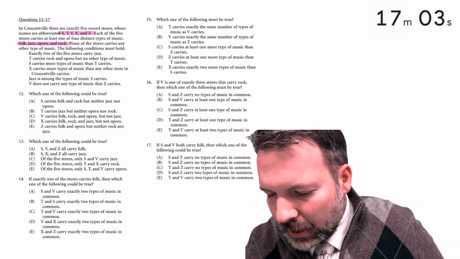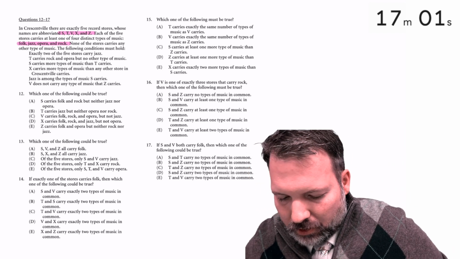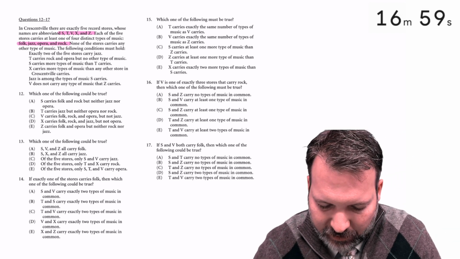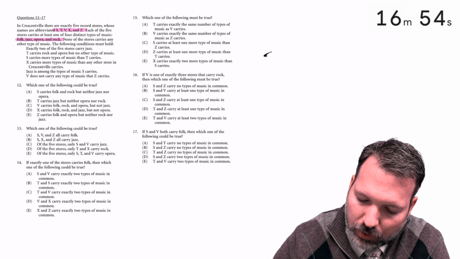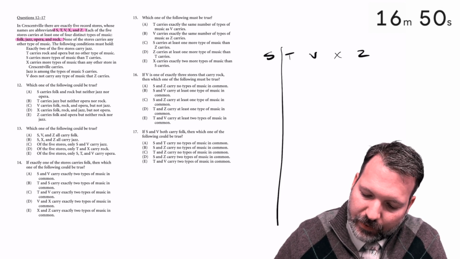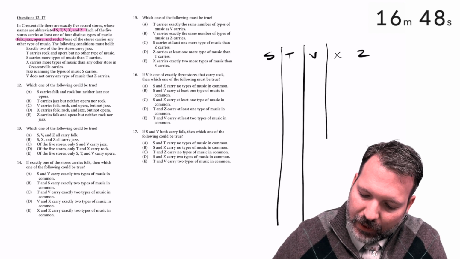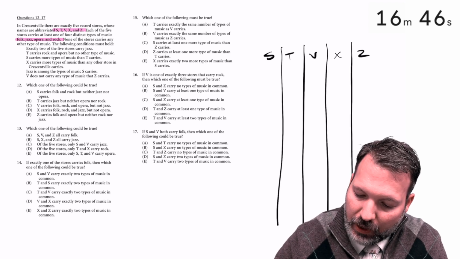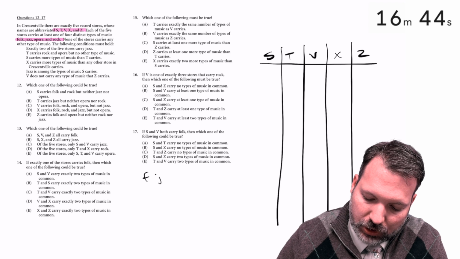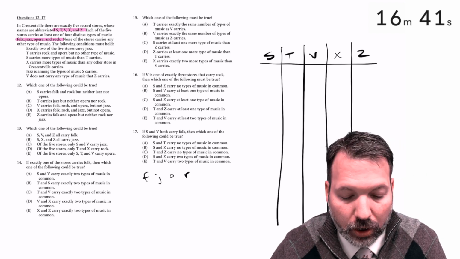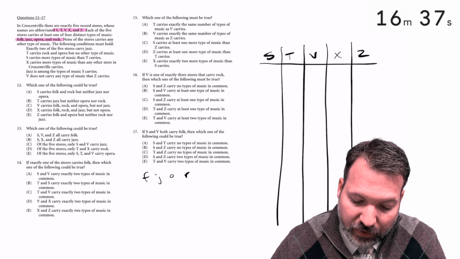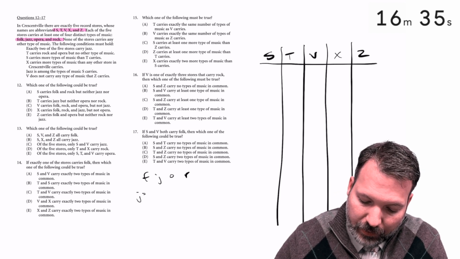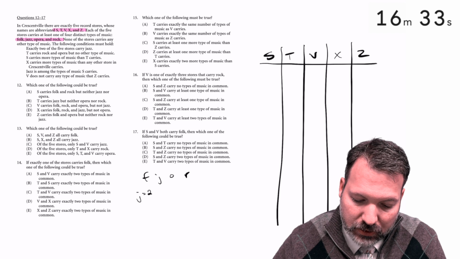We'll see. I think the best thing to do here, since they're talking about what types of music are in what stores, is to put the stores, S, T, V, X, and Z, at the top of our diagram, and then let the music be the elements. So F, J, O, and R will be the elements in that case. Exactly 2 of the 5 stores carry jazz, so that means jazz is going to go twice.